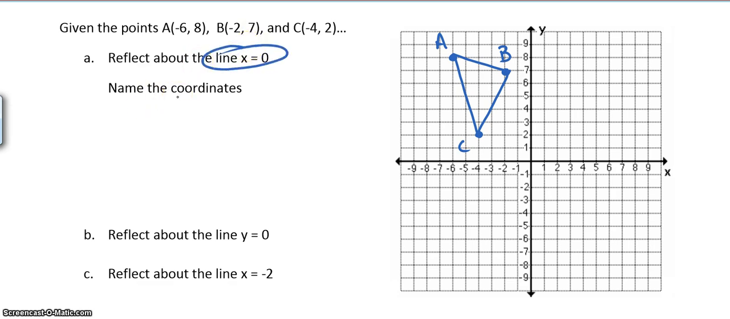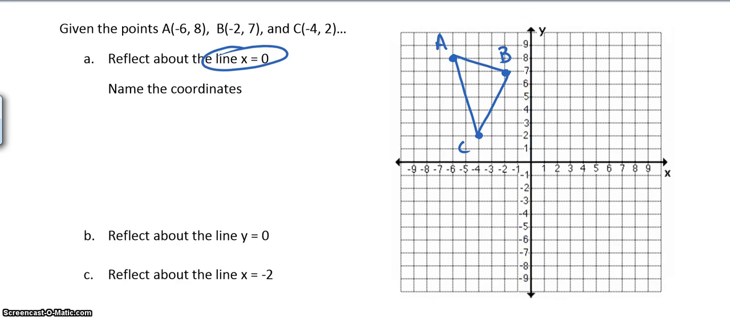Now, as we said above, x equals is a vertical line, and x equals 0. Well, where's x 0? Right here in the middle, right? So x equals 0 is really just my y-axis. My x equals 0 line is this right here. So we're reflecting about that line. Now I'm going to erase it just so it's a little neater, but I wanted to show you where that line was coming from. So we're reflecting the image across this line.